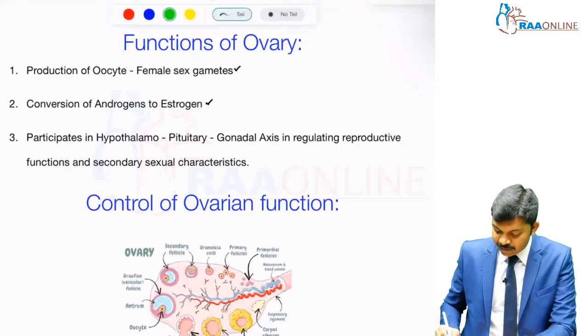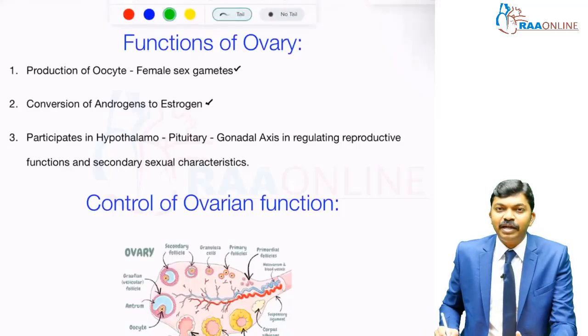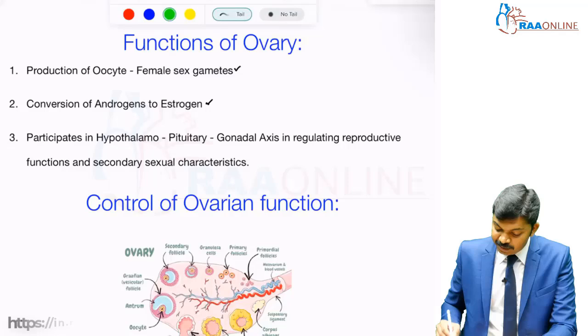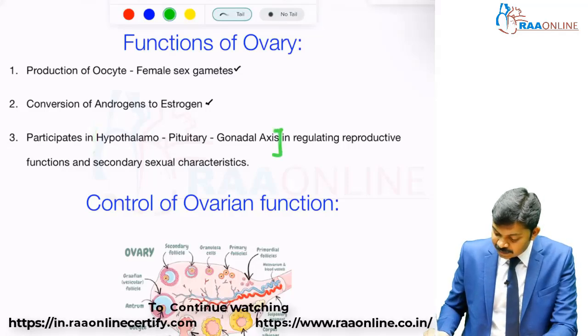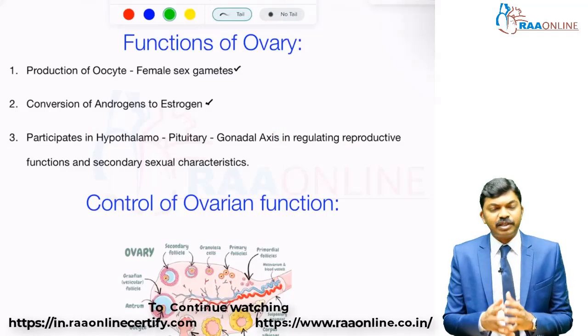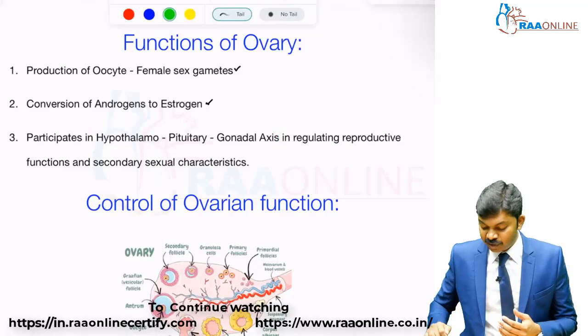Like the testes, the way we studied in competency 9.3, it is also involved in the hypothalamo-pituitary gonadal axis in regulating reproductive functions and sexual characters. That's the 3 functions of the ovary, guys.